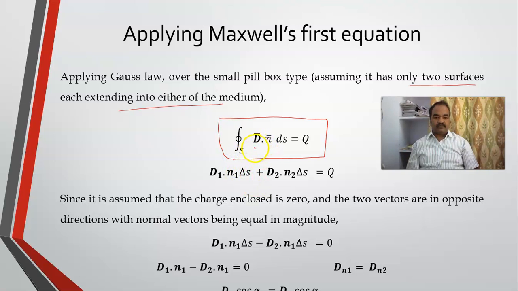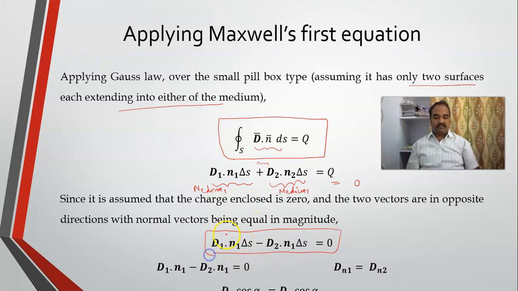So this is for surface 1 for medium 1, and this is for medium 2. Since it is assumed that the charge enclosed is 0, I'll make this one 0, and since the directions are opposite, I'll take it as minus. So this is my equation. If I take delta S common and equal to 0, this is my component, which is nothing but Dn1 is equal to Dn2.